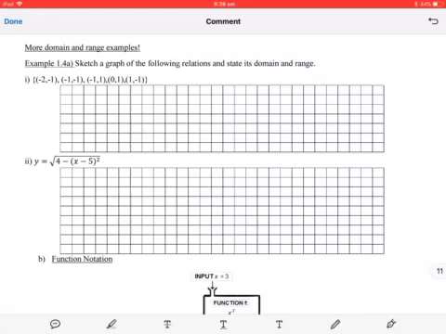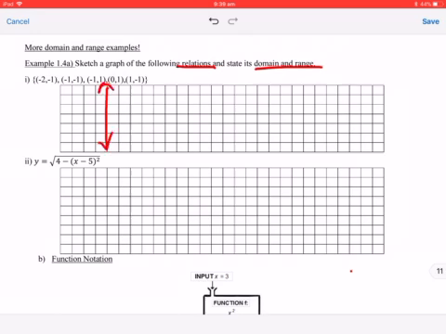Okay, so how do we do these sort of things? It says we have to sketch a graph of the following relations and state their domain and range. So this is just, as you can see, it only has points. Is that a problem? No, because a relation is any set of points of the Cartesian plane.